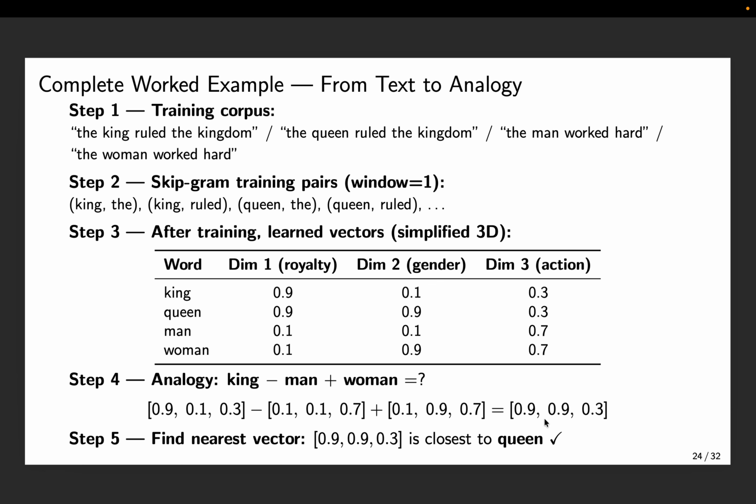0.9, 0.9, 0.3. Now moving to step 5, find the nearest vector to this vector, and that is clearly queen, which is exactly 0.9, 0.9, 0.3, and it works. And the reason it works is that the model learned to encode the same two orthogonal concepts, royalty and gender, as different dimensions in the vector space. King minus man removes the male commoner component and keeps the royalty component, and adding woman reintroduces the female component, and the result is female royalty, which is queen.